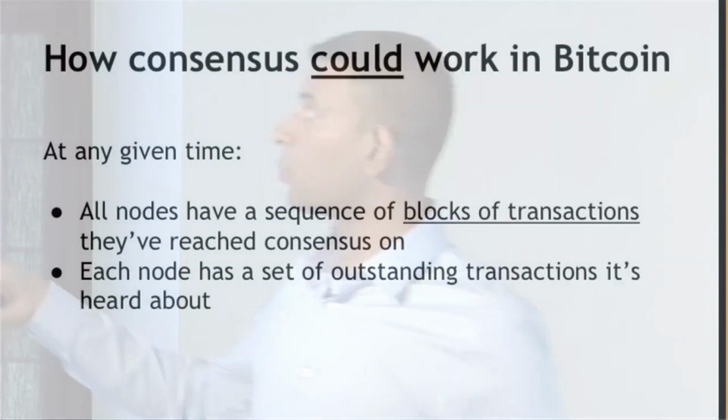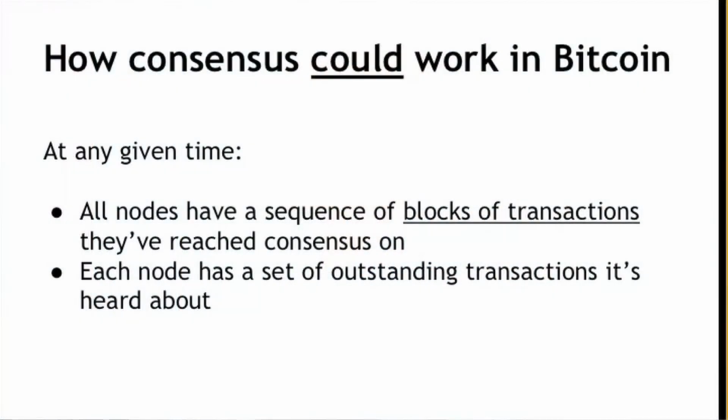How consensus could work in Bitcoin is that at any given time, all the nodes in the peer-to-peer network would have a sequence of blocks of transactions that they've reached consensus on. Recall that in Scrooge Coin, for optimization purposes, for efficiency, we put transactions into blocks and we link these blocks together on a blockchain. So we're utilizing a similar principle here.